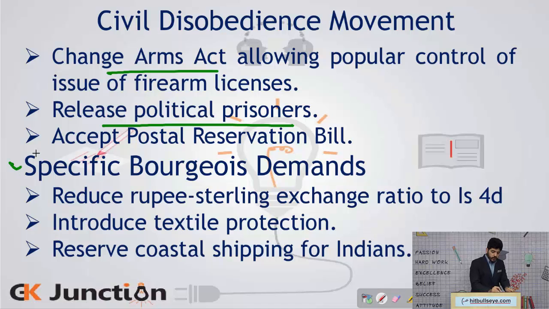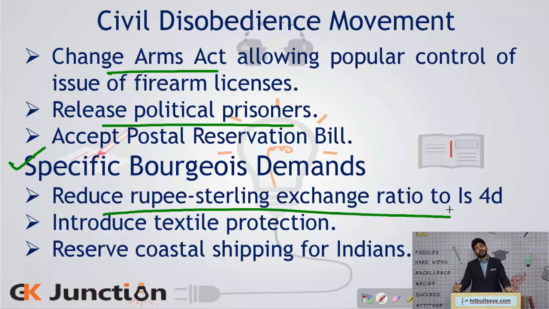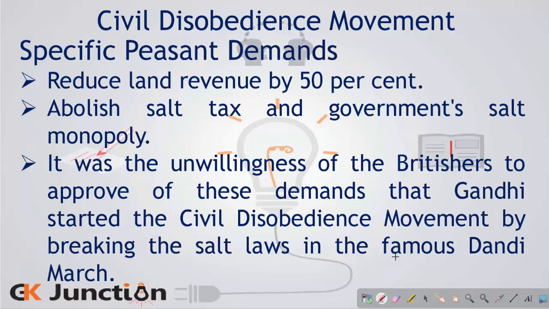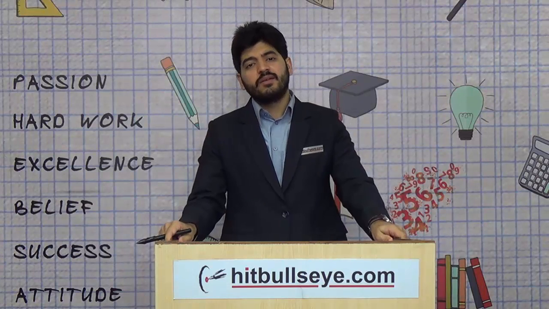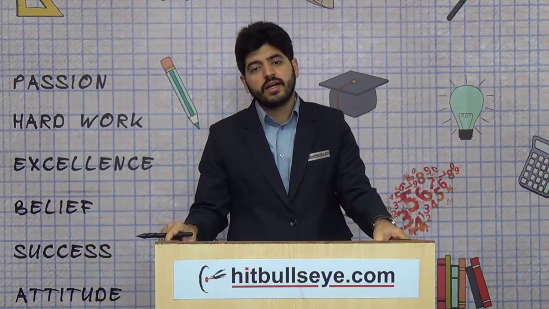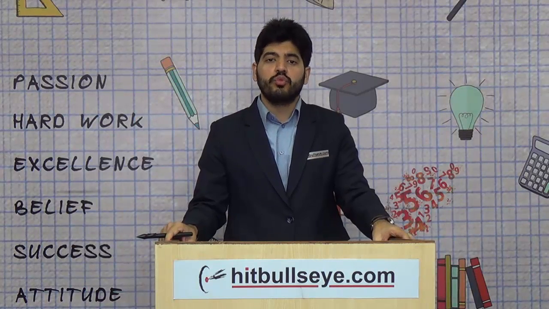There were also specific bourgeois demands such as reducing the rupee sterling exchange rate, which would be beneficial for the Indian exporters, textile protection, that is, protection for textile mills in the country, and reserving coastal shipping for Indians. And lastly, there were certain specific peasant demands such as reducing land revenue by 50%, abolishing the salt tax, and others. Since the government had declined to follow Gandhiji's 11 demands, the Congress in its meeting decided to launch a civil disobedience movement for the people.